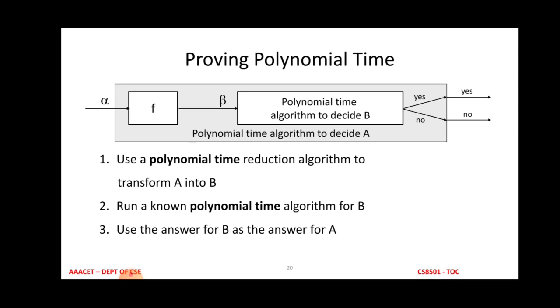So how to prove the polynomial time? The first one is a polynomial time algorithm to decide the solution for the first problem, capital A. The second one is a polynomial time algorithm to be used to get the solution for capital B. Here we can use a polynomial time reduction algorithm to translate or reduce from A into B. We can run the already known polynomial time algorithm for capital B.